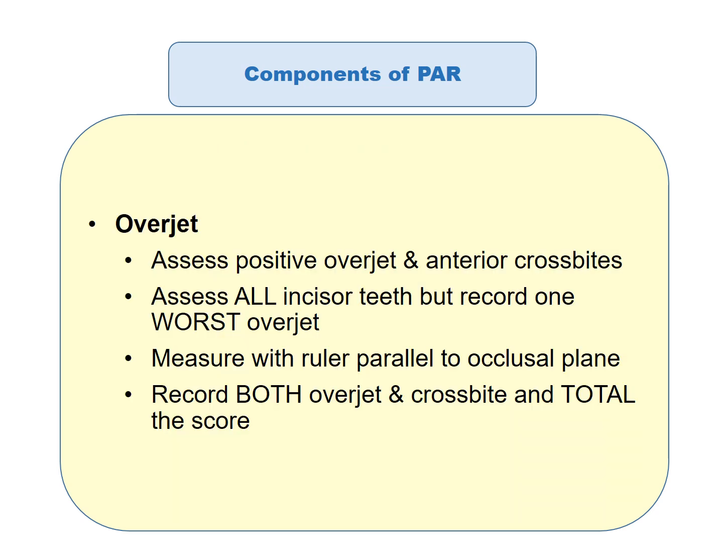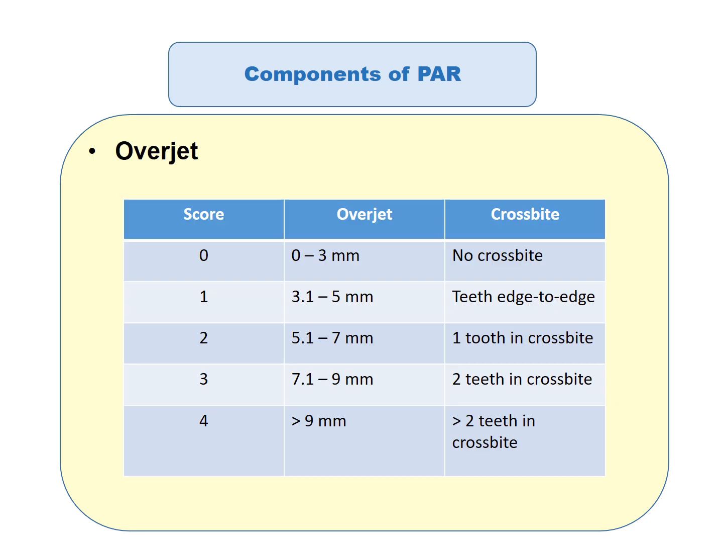Now, the overjet. The overjet is assessed for positive overjet and anterior cross bites. It assesses all the incisor teeth, but only the one worst overjet measurement is recorded. It's measured with the ruler parallel to the occlusal plane. Both the overjet and crossbite are recorded and the 2 scores are totaled up. So, this is the scoring scheme for the overjet and the crossbite, ranging from a score of 0 to a maximum of 4.